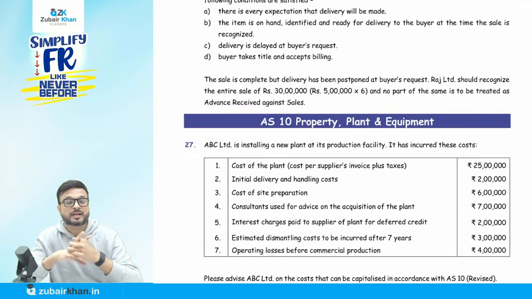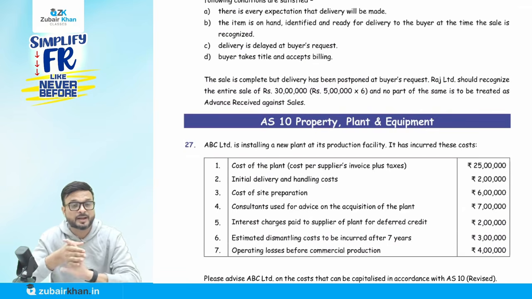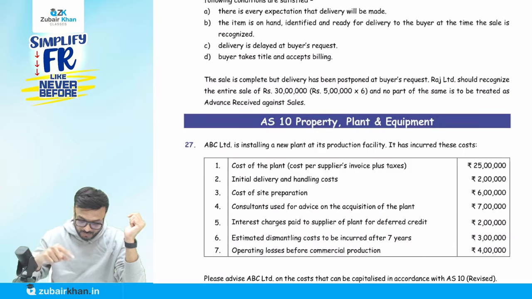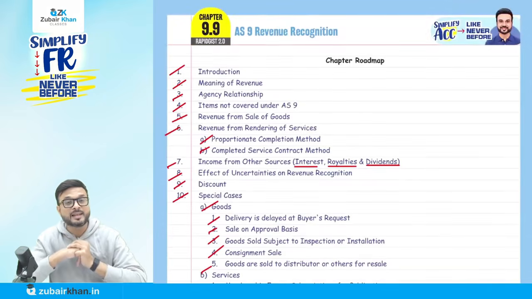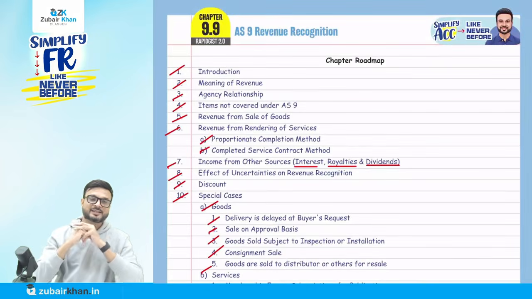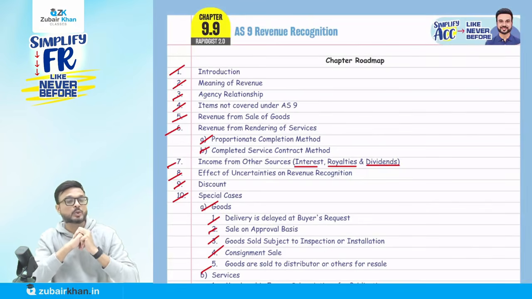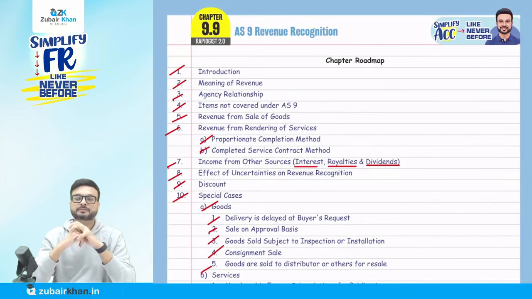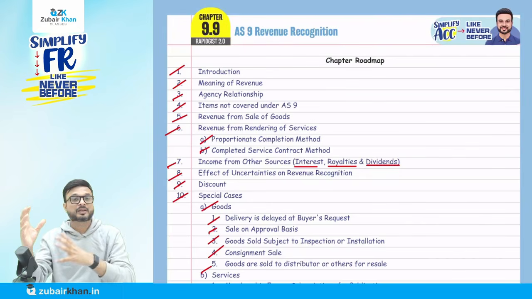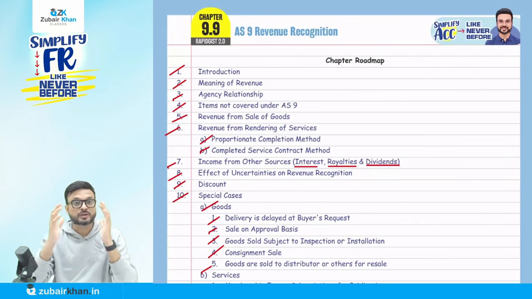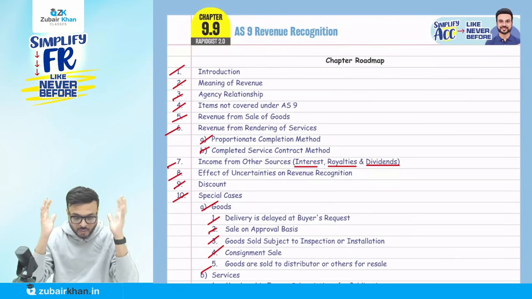So tomorrow we'll cover Accounting Standard 10, sorry, Property, Plant and Equipment, and today we've done with Accounting Standard 9, and believe me, you are going to score 60 plus in accounts this year. I know that you have so much potential, but as the examination is coming, you just have to focus on your studies and don't divert here and there.